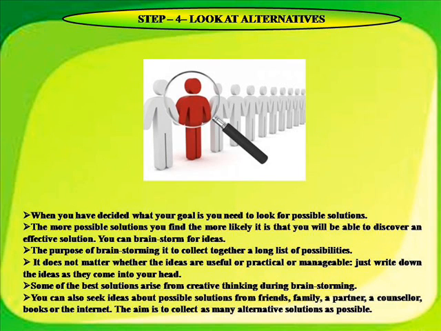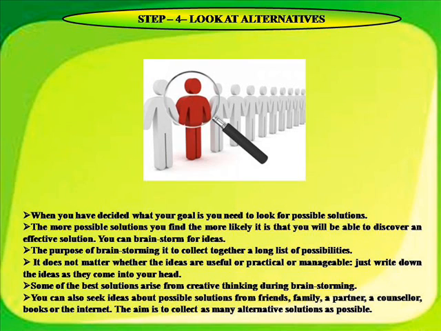Step 4. Look at alternatives. When you have decided what your goal is, you need to look for possible solutions. The more possible solutions you find, the more likely it is that you will be able to discover an effective solution. You can brainstorm for ideas.